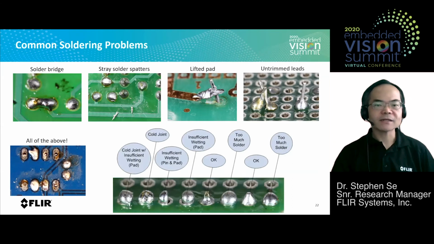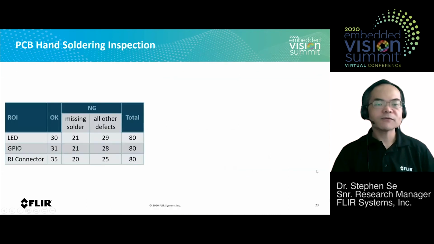As you can see here, there are many variations of a good solder and a bad solder, and it is quite subjective, which is a difficult problem for traditional methods and can be better handled by deep learning. For each region of interest, we collected 80 images in total, some good and some bad examples, which could be missing solder or other defects.